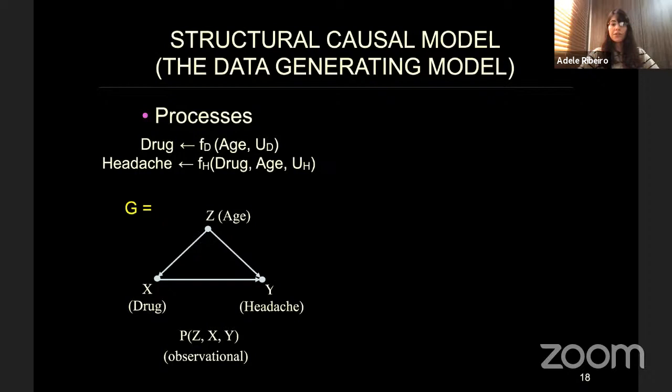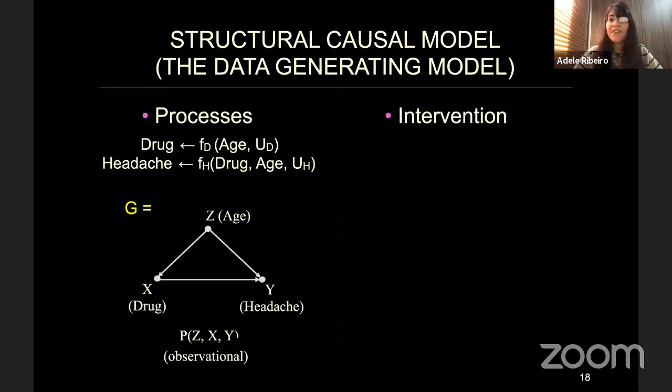If you collect observations from this world here, you can estimate the observational distribution. This is the reality. The reality is there, and collecting data from this reality gives us just observations that help us to estimate the observational distribution. But when we have an intervention, we have a different model.